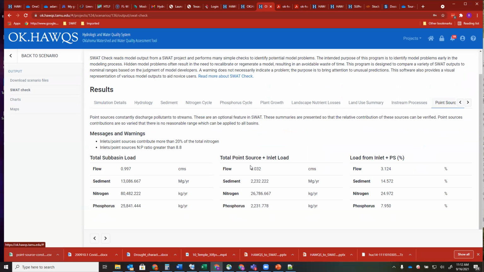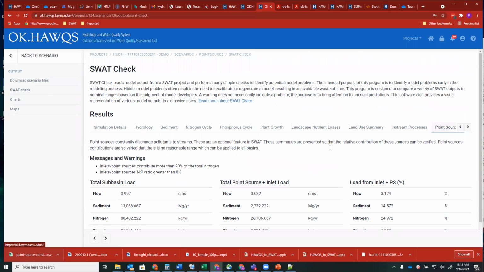So the point source is 0.032 cubic meters per second, which is almost 3% of the flow. And the sediment, we added some, that's almost 14%. And the nitrogen and phosphorus are about 24 and 8%, or 25 and 8%, for example. So that gives you, by adding this point source, what is the contribution of the point source relative to the non-point source. This is the total, this is the point source, and this is the percentage of the point source. The rest is all non-point source. Does it make sense? A quick analysis, a quick scenario.